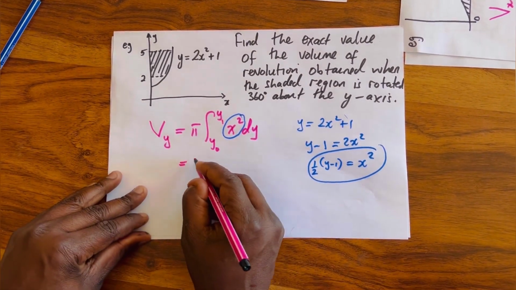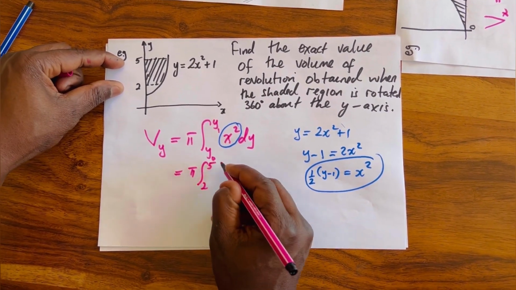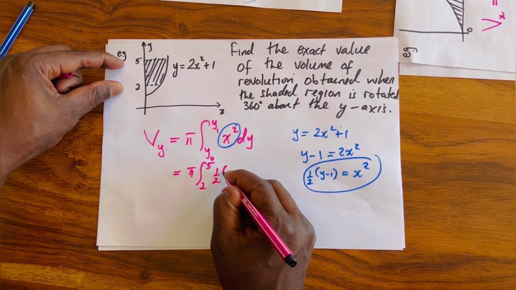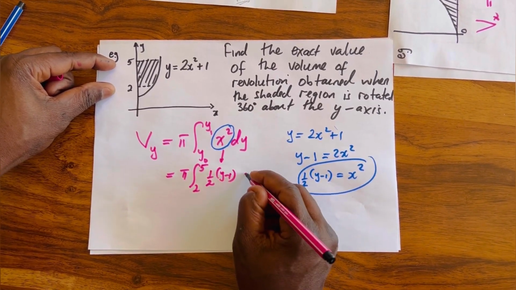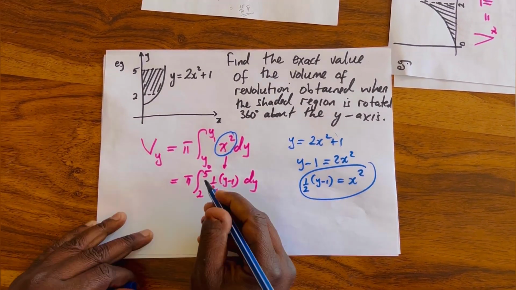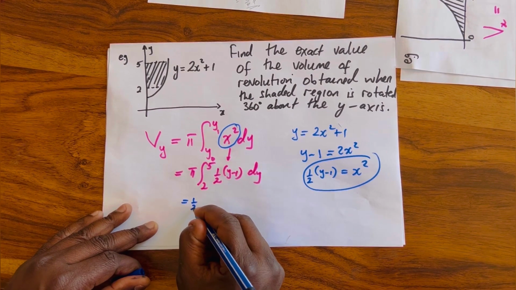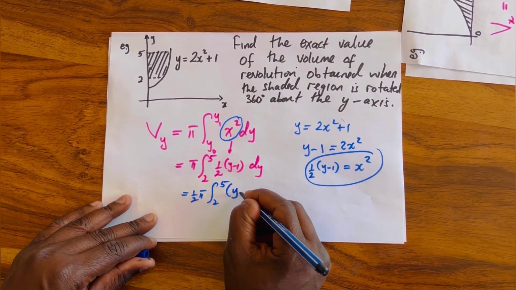So I'm going to substitute pi. My limits for y are from 2 to 5. And then I've got half y minus 1. I've substituted for x squared dy. Right. It will be easy for me to integrate if the half goes out. So this is half pi, and then I'm just left with integrating y minus 1 dy.